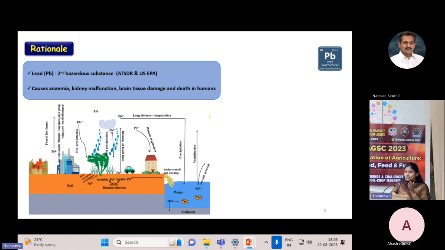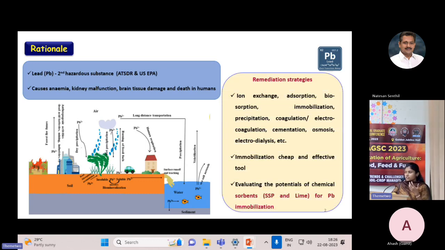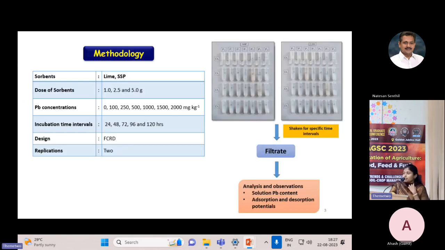death at higher concentrations. Several remediation strategies have been developed to remove this lead or to immobilize it so that it cannot enter the food chain. But removing lead has many disadvantages, like what to do with the things which have been used for removal. So immobilization has been chosen as the remediation strategy in my study, and the immobilizers which I have chosen are SSP and lime. The methodology was to investigate the adsorption and desorption potentials of these chemical sorbents.